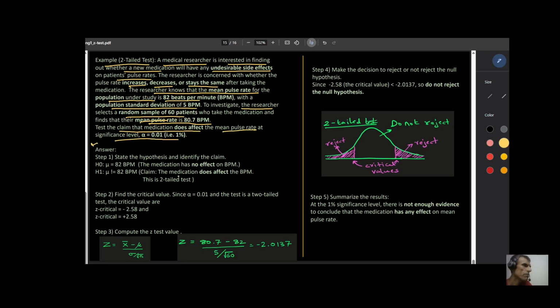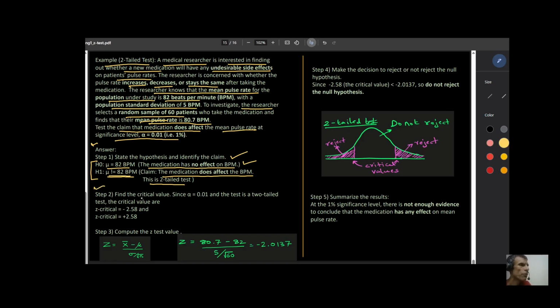Answer. First, you state your hypothesis and identify your claim. My null hypothesis is that the medication has no effect on BPM. My alternative hypothesis is that the medication does affect the BPM. Maybe it goes up, maybe it goes down. So this would be a two-tailed test, because I'm saying my mu is not equal to the population mean.